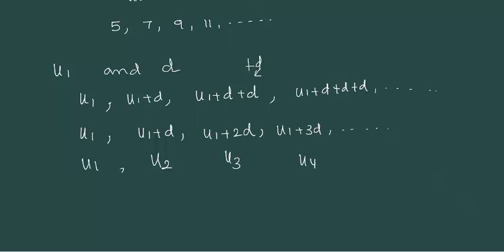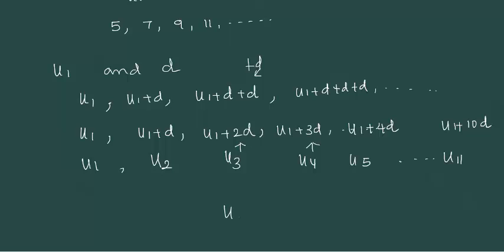If you observe this pattern, U3 is U1 plus 2D. U4 is U1 plus 3D. In the same way, U5, the fifth term, would be U1 plus 4 times D. If we continue, what would be the 11th term? U11 would be U1 plus 11 minus 1, that is 10D.